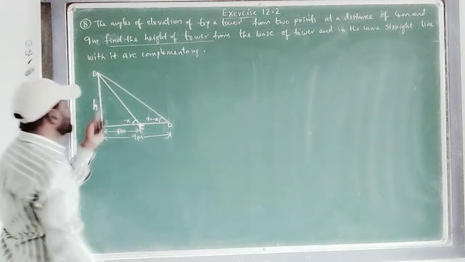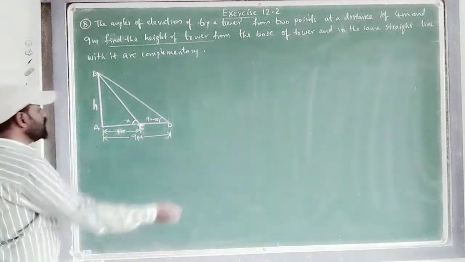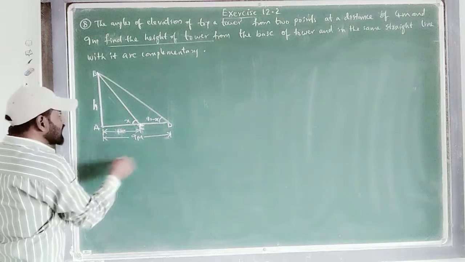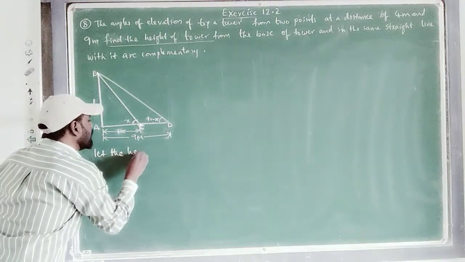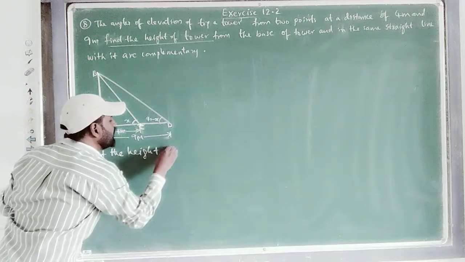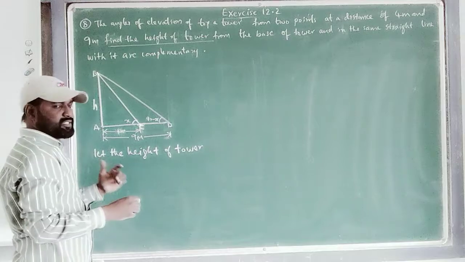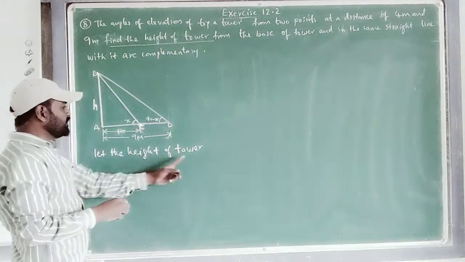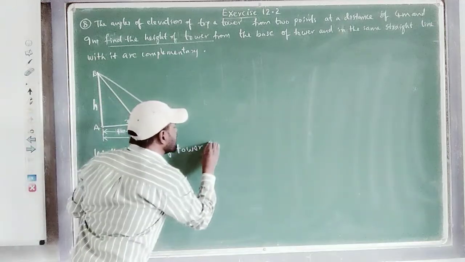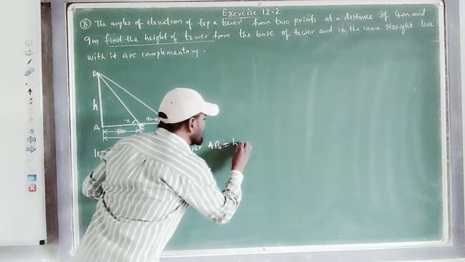Let us find the height of the tower by using this figure. Now, first describe this figure. Let the height of the tower, what we are going to find, that only we have to assume first. So height of the tower, I am taking it as AB is equal to h. I am taking h meters, suppose.